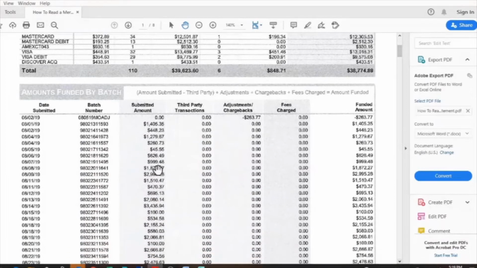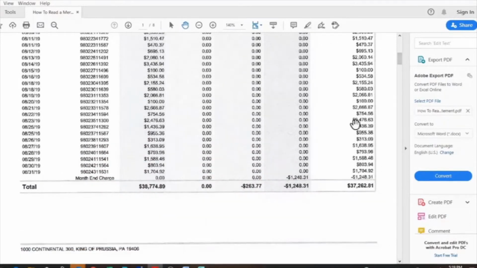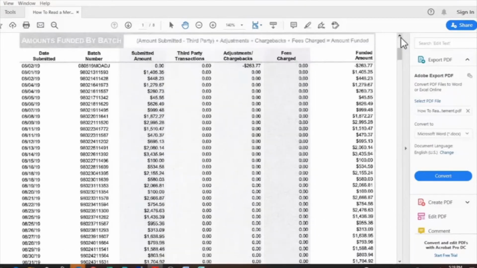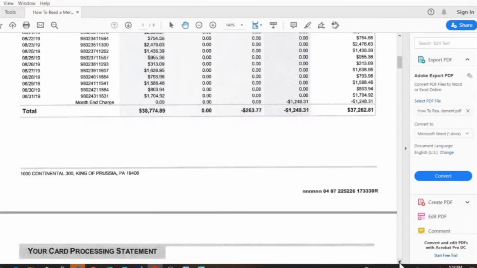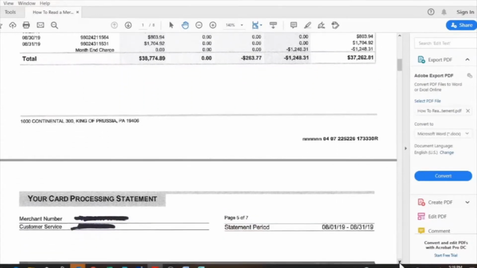The next section is amounts funded by batch. So every day, every batch is listed here by date. This statement is an August statement. So you can see August 1st, there was a batch of $1405.35, and the second, this amount. The third, there were no batches, but on the 4th, there were 2 batches, and this goes on down through the month, listing all the batches for the month. This other little amount here, $263.77, we're going to talk about shortly.